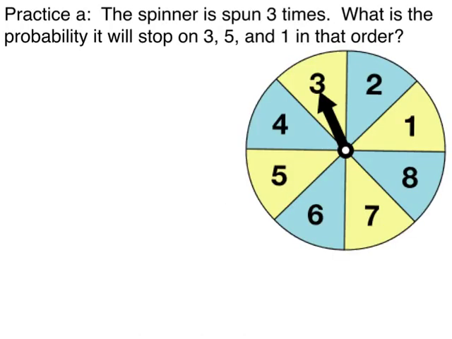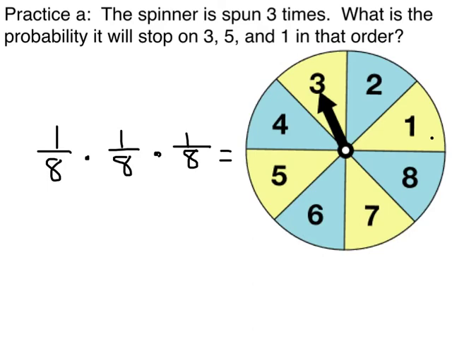Now, let's look at this spinner. We're going to spin this spinner 3 times. What's the probability that it will stop on 3, 5, and 1 in that order? Well, since there's only one 3 out of 8 numbers, you've got a 1 in 8 chance. For a 5, you only have one 5 out of 8 numbers, so you again have a 1 in 8 chance. And there's only one 1 out of 8. So again, a 1 in 8 chance.